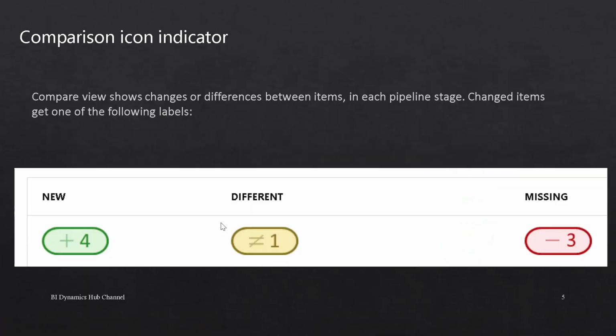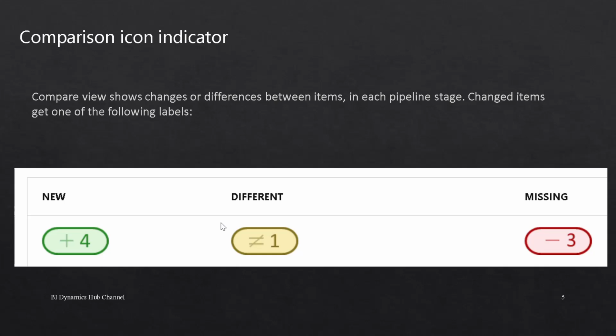Okay, you must identify there is a button called new here. Now there are three types of buttons visible for each individual item. The first, the green color one, will showcase the items present in the source but not present in the target. The second is the different one.